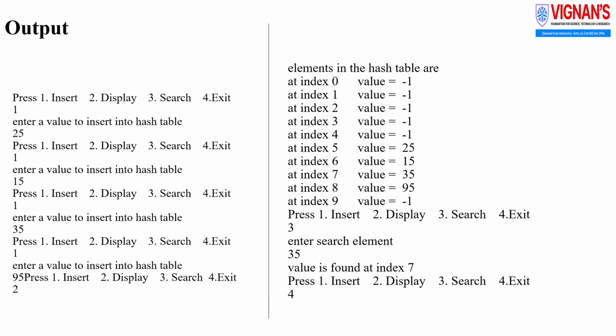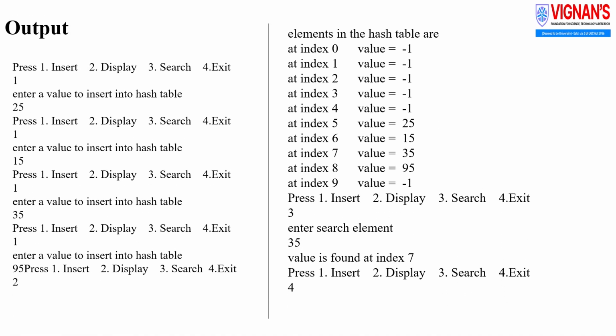Output. This output demonstrates the working of the linear probing hash table program. First, the program displays the menu with options: insert, display, search, and exit. The user inserts the values 25, 15, 35, and 95 into the hash table. Each value is placed in the table using the hash function and linear probing.